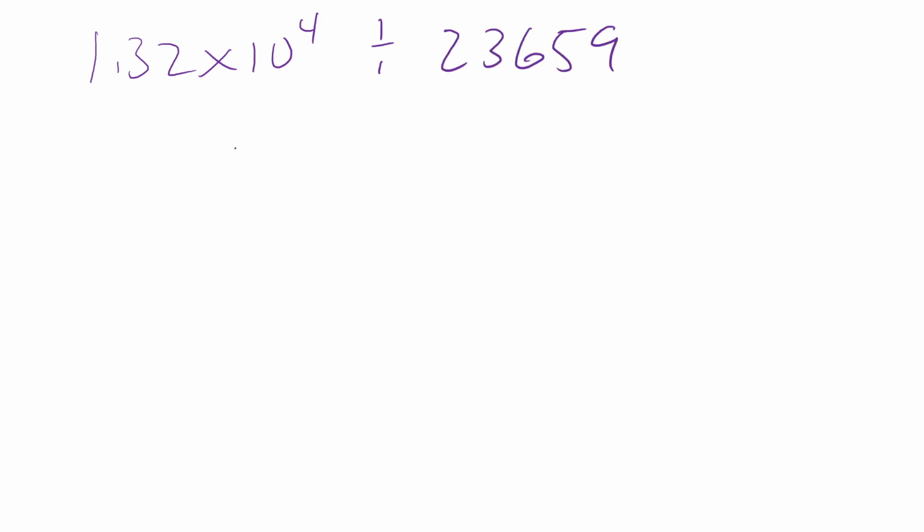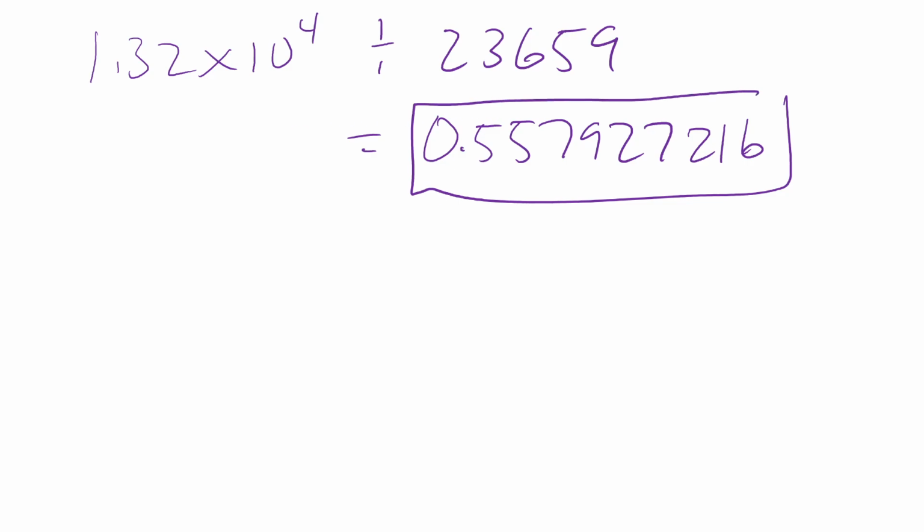Now, if we divide, for example, some numbers here, 1.32 times 10 to the 4, and we're going to divide it by 23659. And we put that into our calculator. Remember to use your exponent button so everything comes out correctly. So we'll divide that there by 23659. And on your calculator, you're going to get quite a number here, 0.557927. That's what it shows on my calculator.